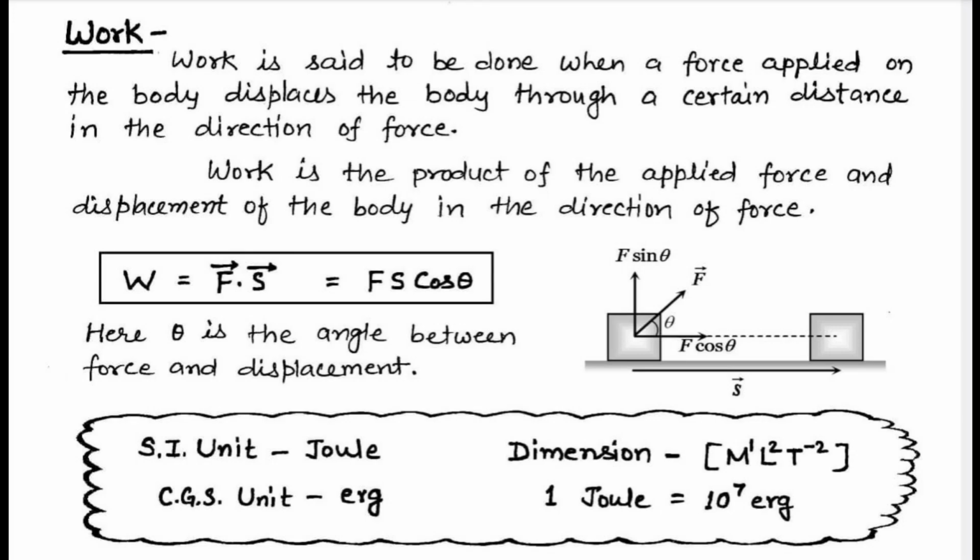Force is applied at a certain angle, that is theta is the angle between the force and the displacement. You can see that the component of the force which is along the direction of the displacement is F cos theta. So work done is Fs cos theta. Cos theta means dot product of the vectors, so work done can be expressed as F vector dot S vector. The SI unit of work done is joule and the CGS unit is erg. We can convert joule into erg: 1 joule is equal to 10 raised to power 7 erg.